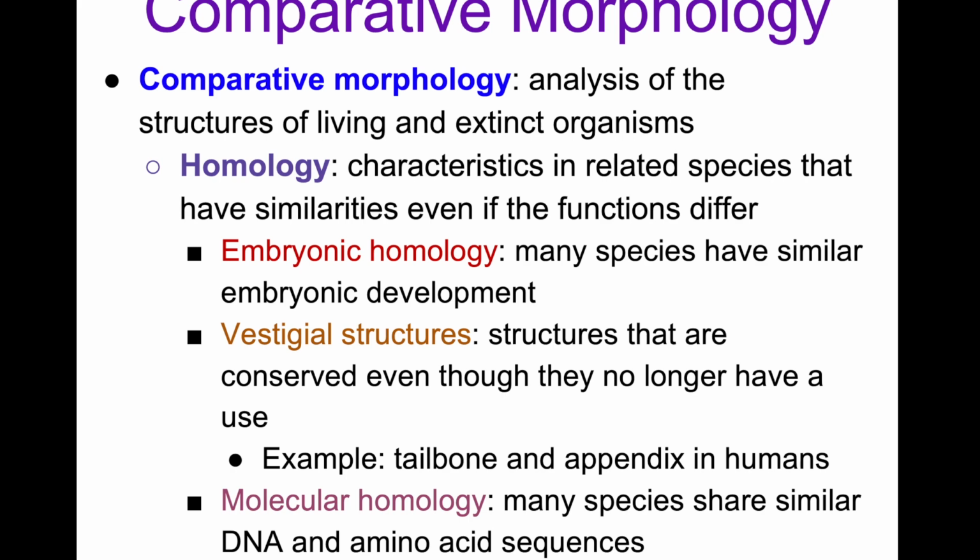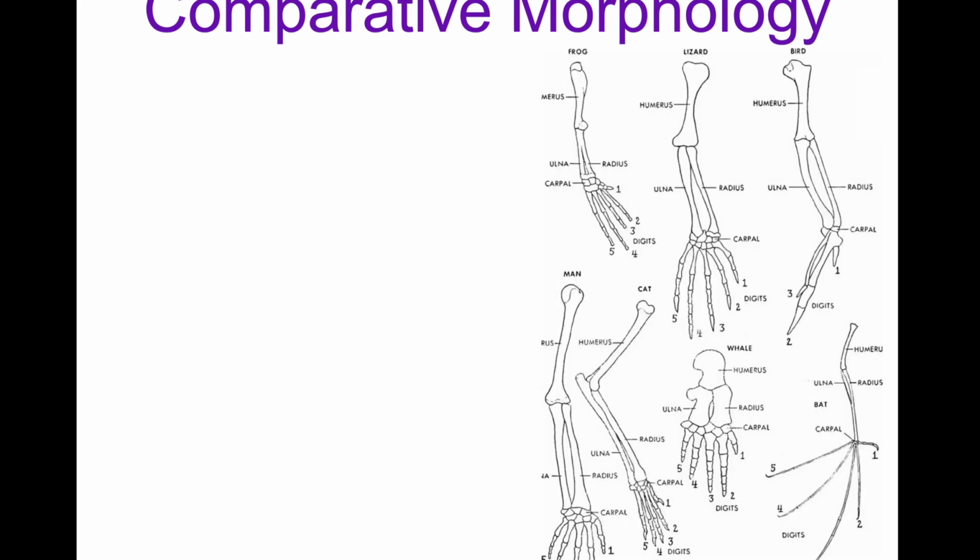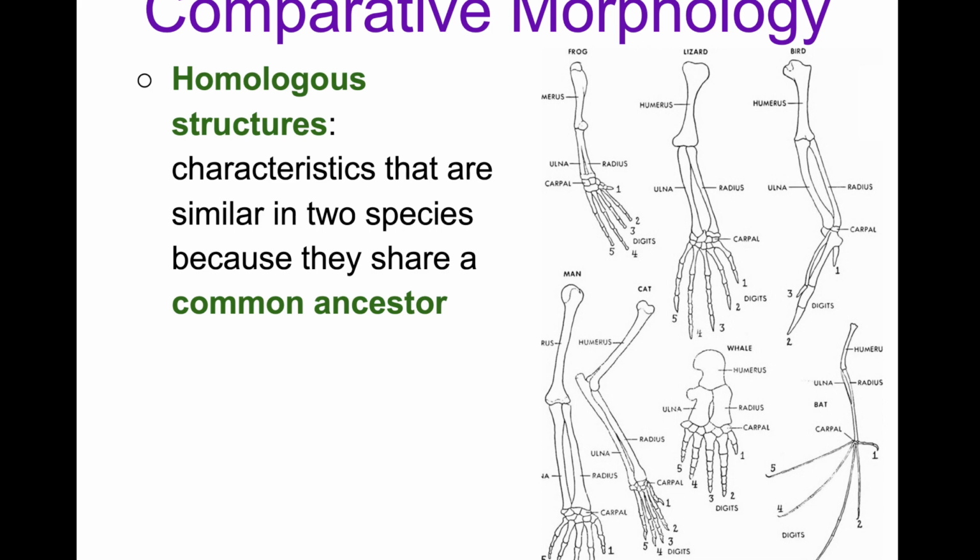Pause here to take notes. Cool. So let's take a look at some comparative morphology. When we're looking at homologous structures, these are characteristics that are similar in two species because they have a common ancestor. So taking a look up here, you can see the arm of a frog.